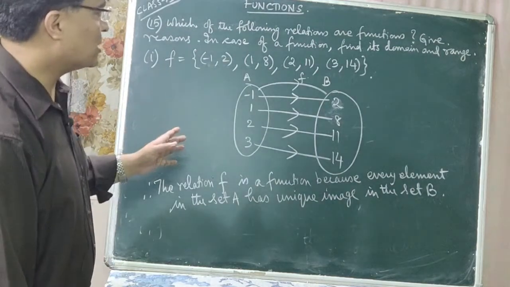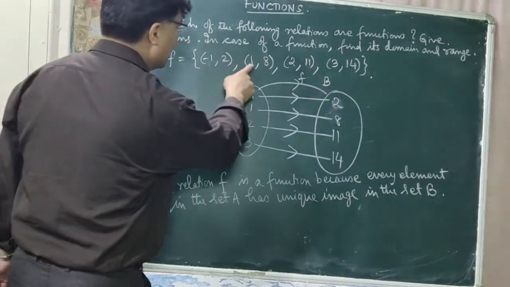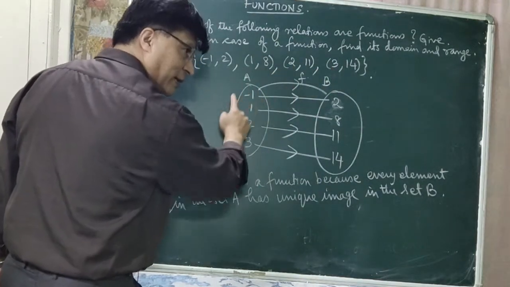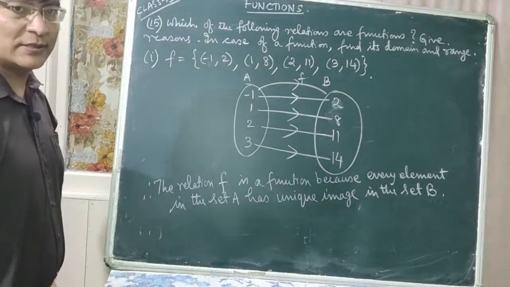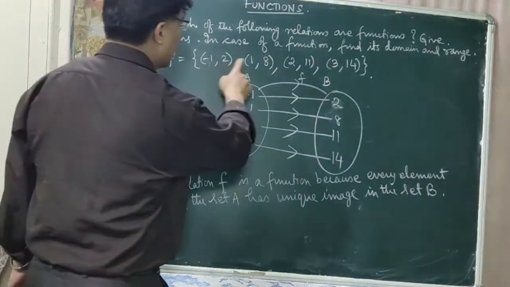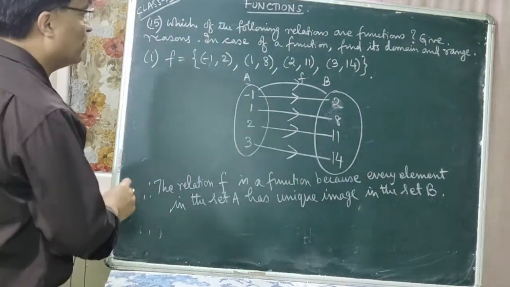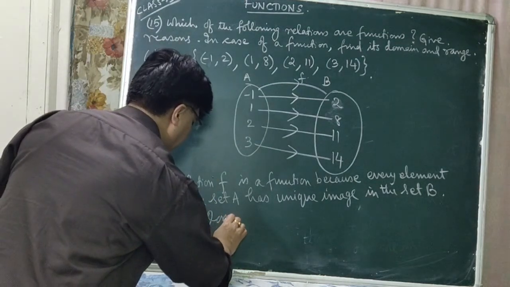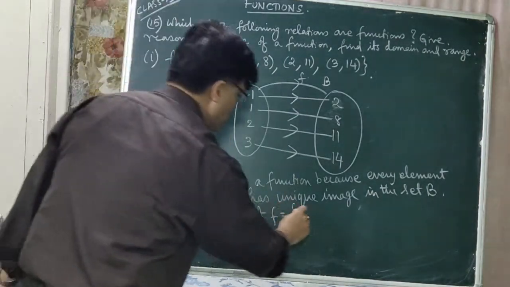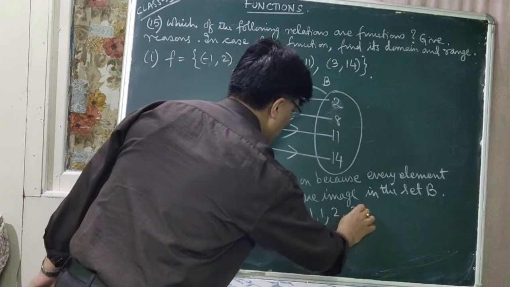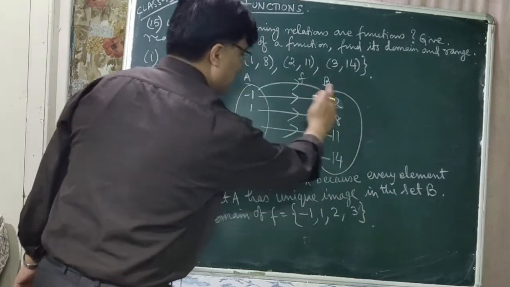Since it is a function, you have to find out its domain and range. As you know, these first elements are the domain, this set A is the domain, and this set B is the range. That is, the second elements of f denote the range of the function f. So the domain of f is -1, 1, 2, 3. All are related with the elements of set B.